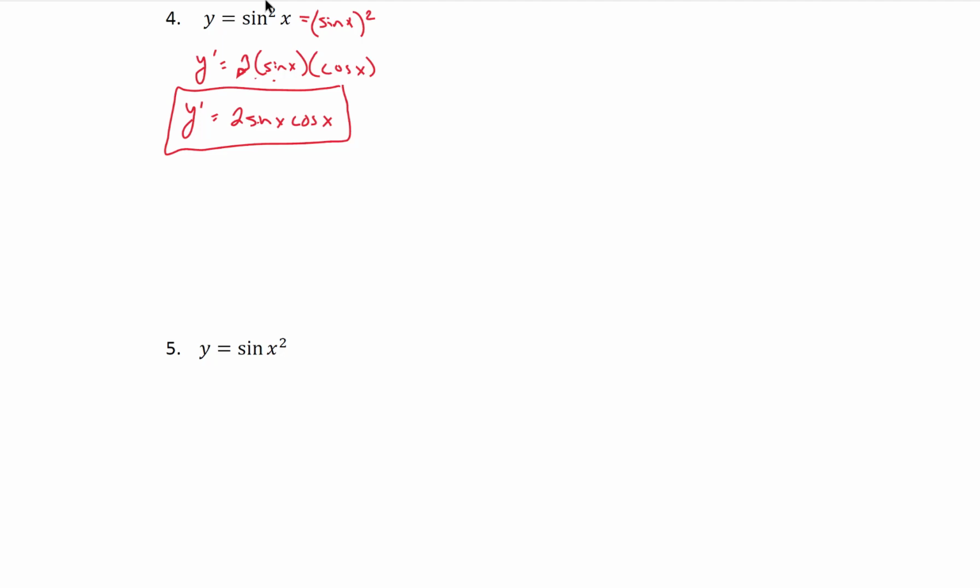Looking at example 5, there's no parentheses around sine x, so that's telling us that the squared is attached directly, in this case, to just the x. So this is really saying sine of x squared. Now our blah is actually what's inside of the sine function. Our blah is the x squared. So if blah is x squared, we're going to need blah prime, which is 2x.